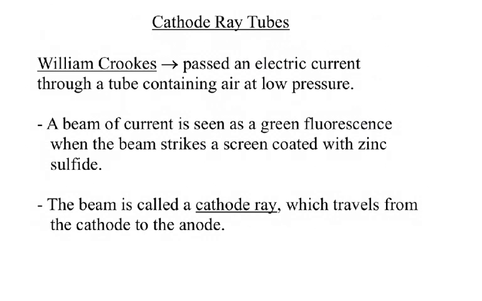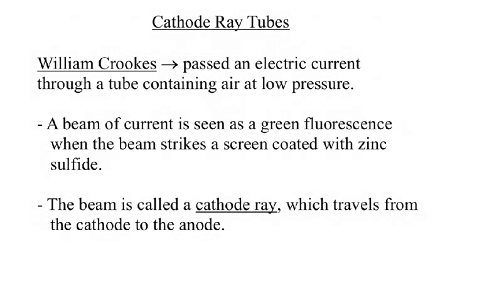Okay, so we're going to talk quickly about a cathode ray tube. A cathode ray tube was invented by William Crookes, and it's a tube where you pass an electric current, and inside the tube the environment is airless. The air has been removed. It's kind of like a vacuum, so it's at very low pressure.